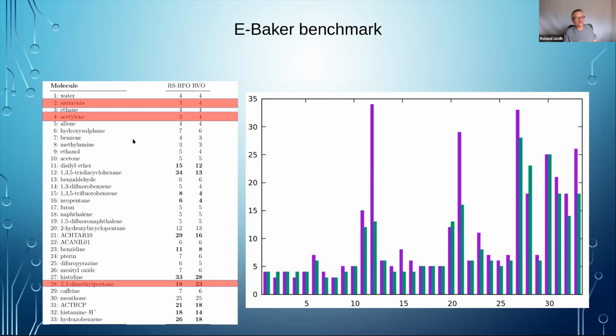I have highlighted here in this table, we have the 33 molecules. I have highlighted here the only cases where the conventional method outperforms the new approach. And that's also represented here, where the pink is the conventional method and the green is the new method. So on average here, the new method is a significant improvement.